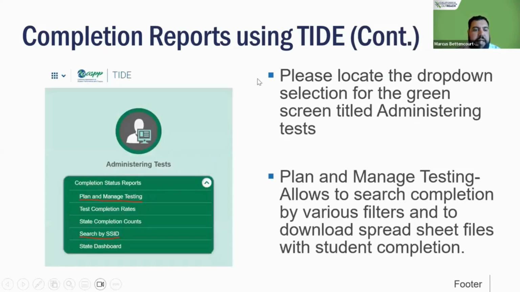So this is what it's going to look like when you access that link, the completion status link. This is our TIDE system. I believe it's changed names. I'll see if I can get that name as well for you all. But this is what it's going to look like when you log in. There are typically two different sections you can go to. You can either look under plan and manage testing under the dropdown, or search by SSID, which will allow you to search by any students that currently have any outstanding tests, whether they are in a pause status or completed.